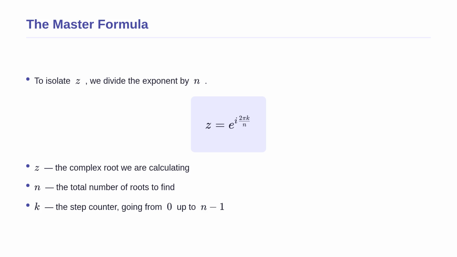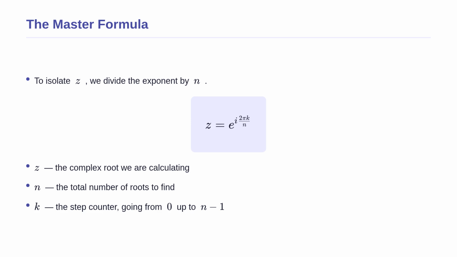To isolate z, we need to undo the exponent of n. In the world of exponents, taking the nth root is the exact same thing as dividing the existing exponent by n. This simple division gives us our master formula.